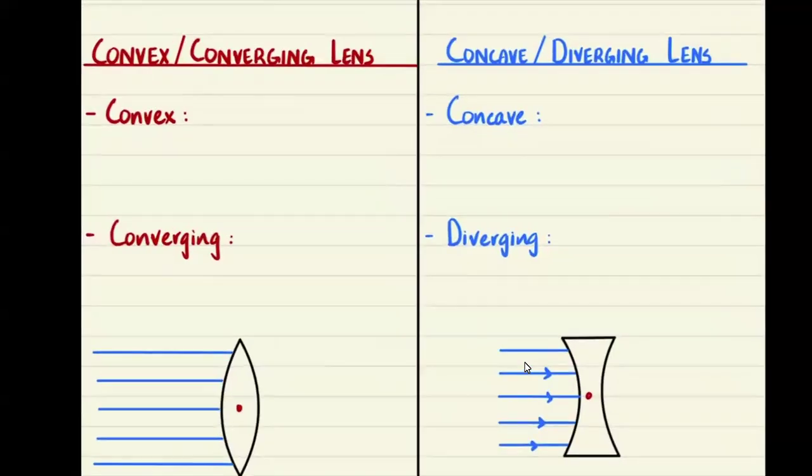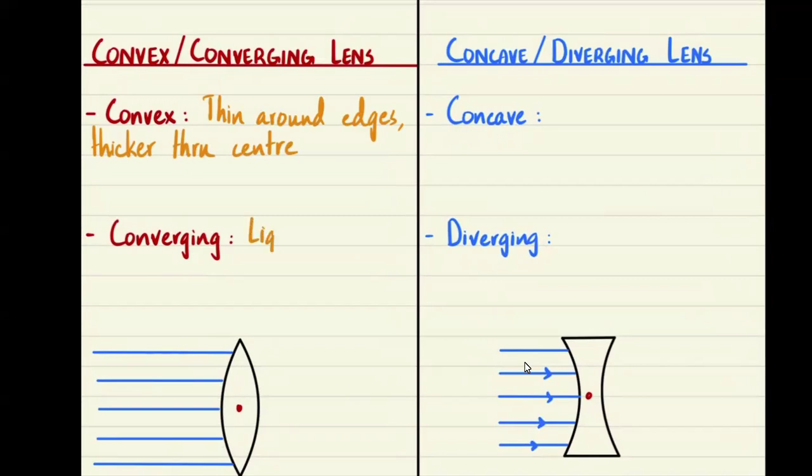The name convex comes from the shape of the lens. As you can see, this is thin around the edges, but it's thicker through the center. And why it's called converging is because the light rays, after passing through the lens, come together, right? So they converge. So they meet at a point.